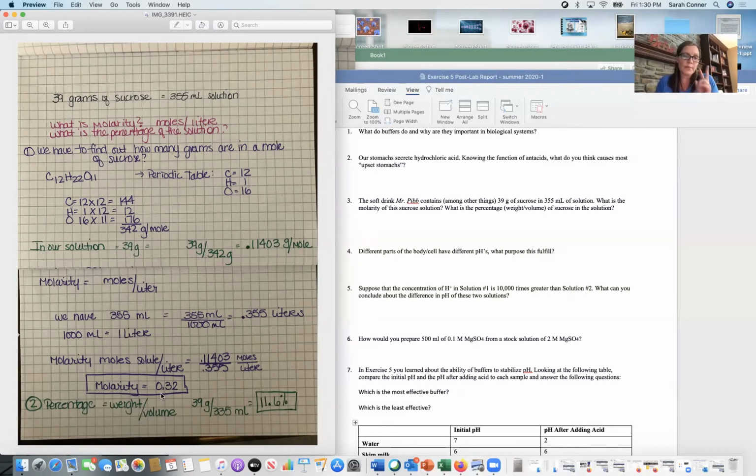So number 2 in that problem is asking for the percentage of sucrose in the solution. So we're taking the weight, which is 39 grams, and we're dividing it by the volume, which is 355 milliliters. So our percentage is 11.6. It's just a straightforward division problem. So hopefully this makes a little bit more sense. It has a few more steps, right? The basic gist was given in the PowerPoints, but this is broken down, and I hope in a way that you can understand it a little bit better, or now it's starting to click.